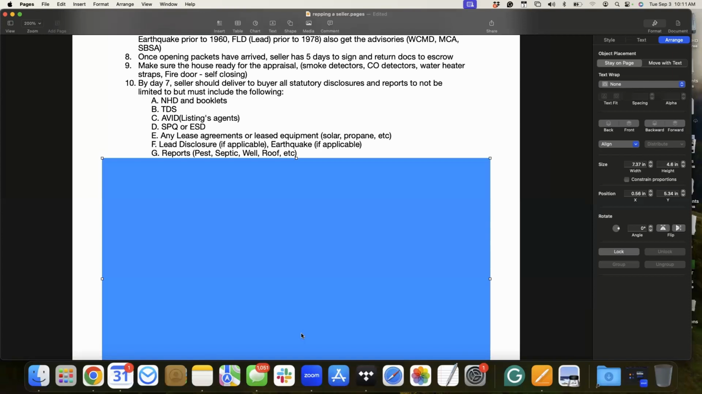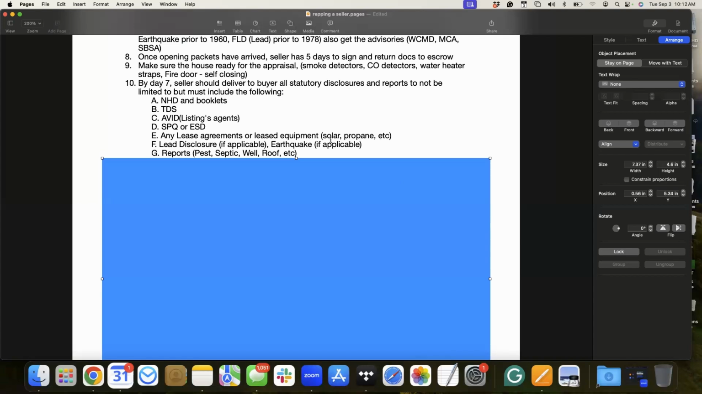AVID, SPQ, or an ESD. What is the ESD? Exempt seller disclosure. That's when we have a seller who isn't legally required to give us a TDS. They have to do an exempt seller disclosure. Any lease agreements or leased equipment, we have to share all of our lease agreements and all of the terms of that. That's solar, propane, and other things in there, alarm systems, water softening systems, whatever, anything that might be leased.